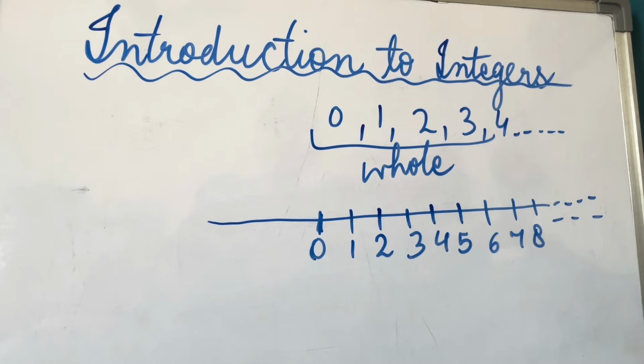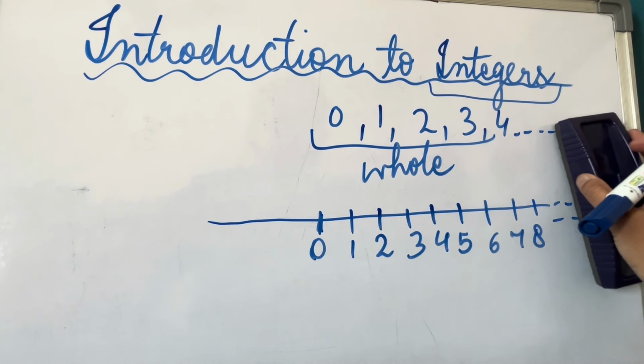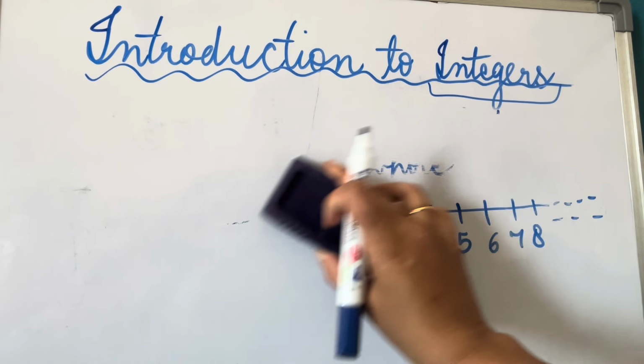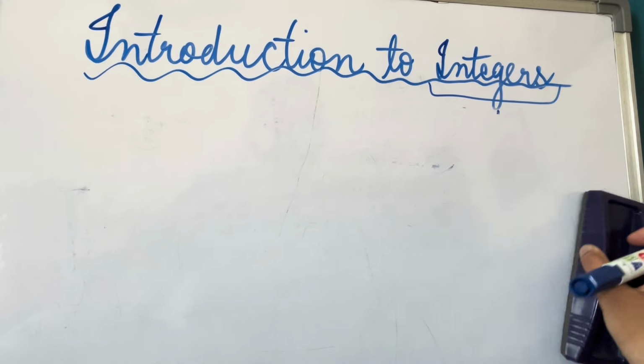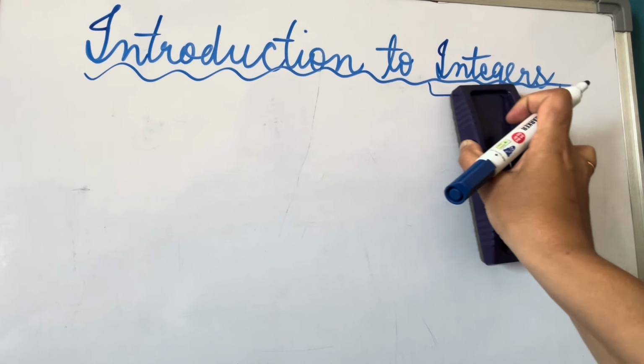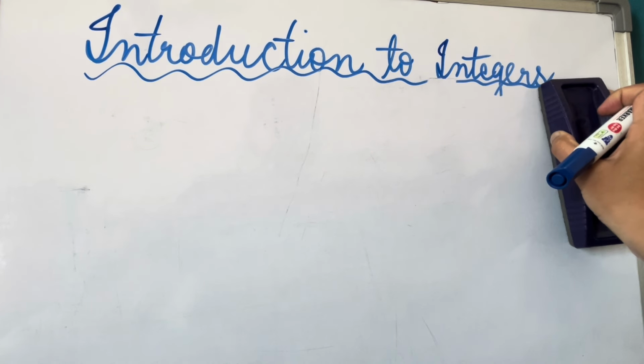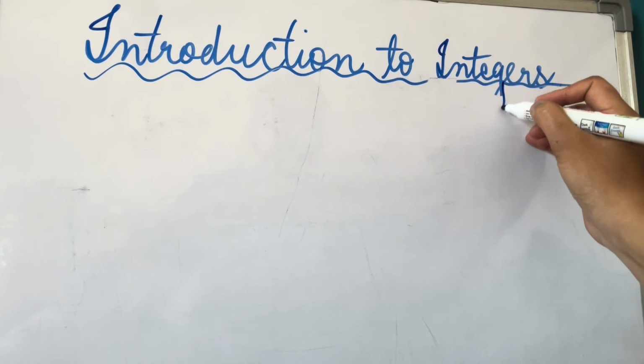Now, why was there a need for integers if we already had these numbers with us? We will discuss that in today's video. Firstly, we will take some scenarios. We will take some examples of why there was a need for other numbers except 0 and the counting numbers.